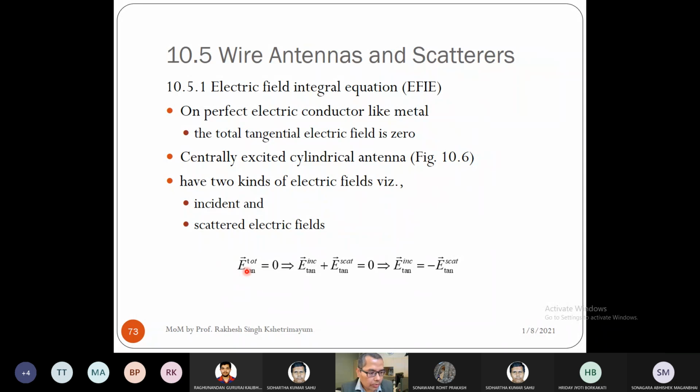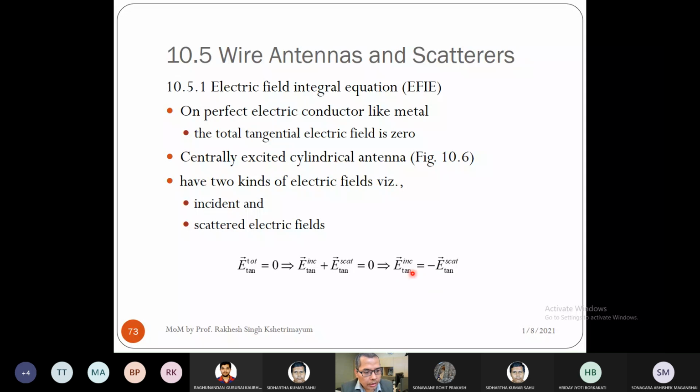Because of that, you will also have some scattered electric field. So the total tangential electric field should be equal to 0, which is composed of two parts: one is the incident field, another is the scattered field. So E incident plus E scattered is equal to 0, so E incident should be equal to negative E scattered, only the tangential components. This is called the electric field integral equation.